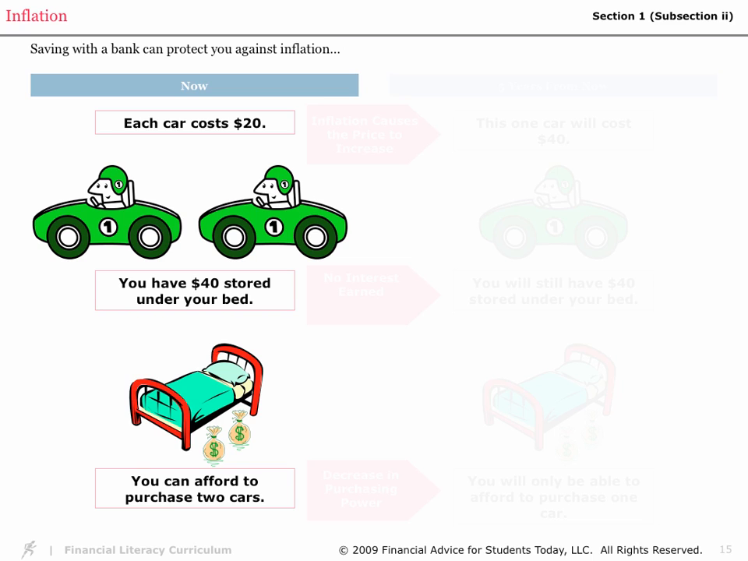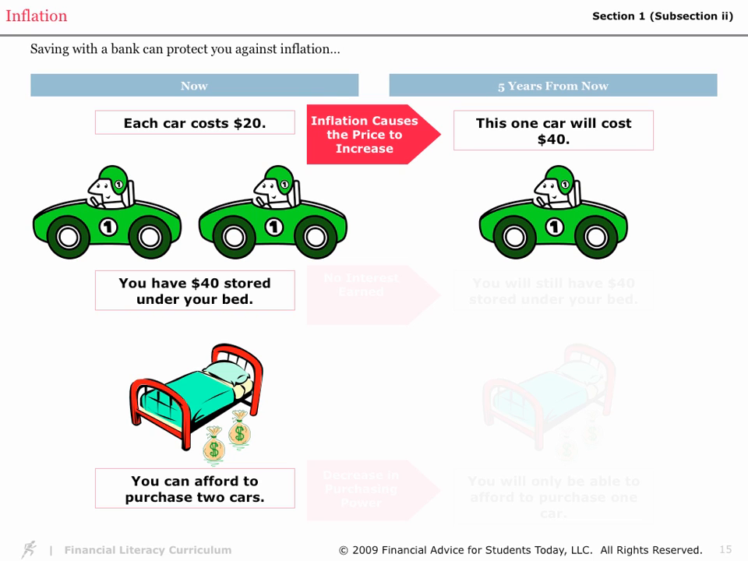The 5 years from now column shows how inflation can decrease your purchasing power. Be sure to go step by step through the example. Inflation causes the price of the car to increase from $20 to $40.